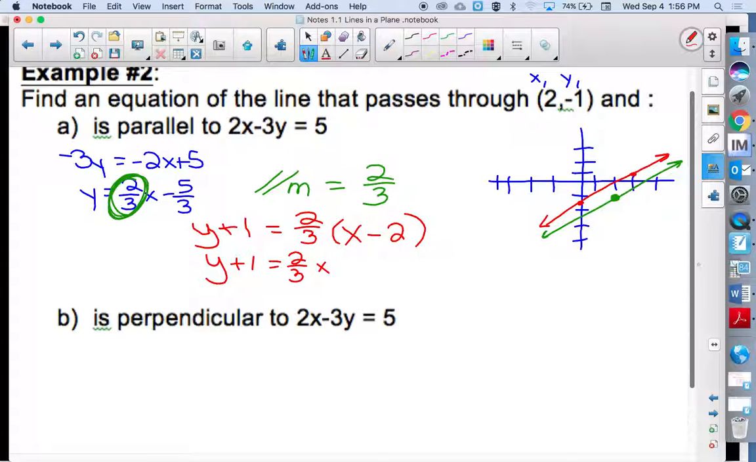Anybody know what 2/3 times -2 is? -4/6. -4 thirds. So 2 times -2 is my top number. 3 is on the bottom. There's a 1 on the bottom there. So you multiply the top, divide by the bottom. And then if I solve for y to get y by itself, we have to subtract the 1. So 2/3 x. What's 4/3 minus 1? -7/3. Nice job. So your equation, 2/3 x minus 7/3.